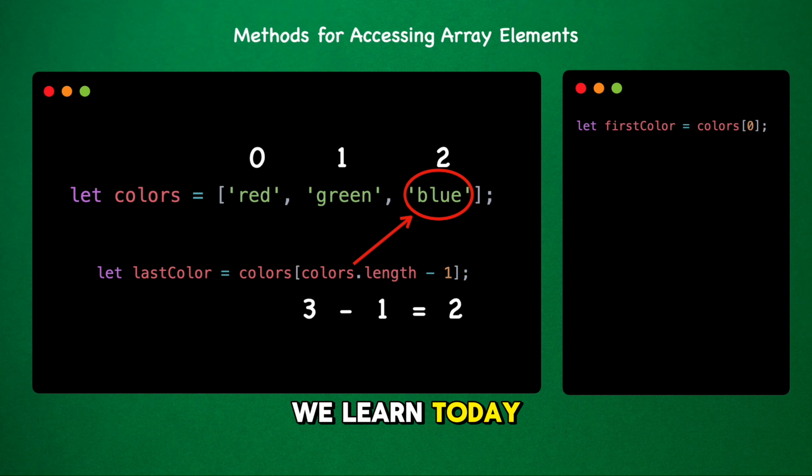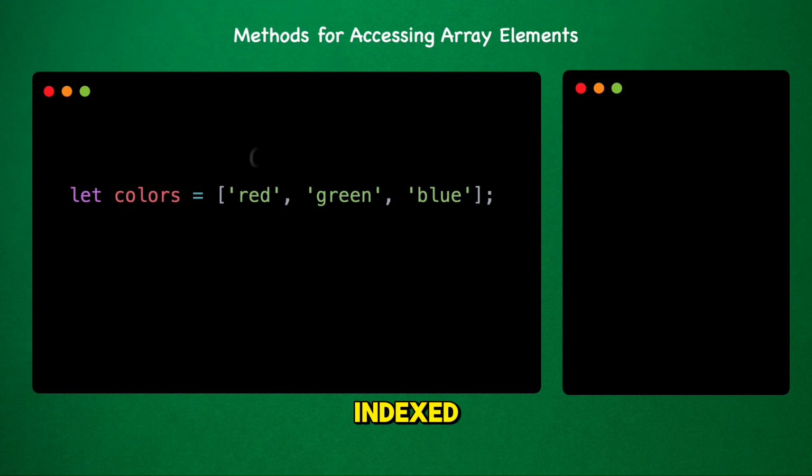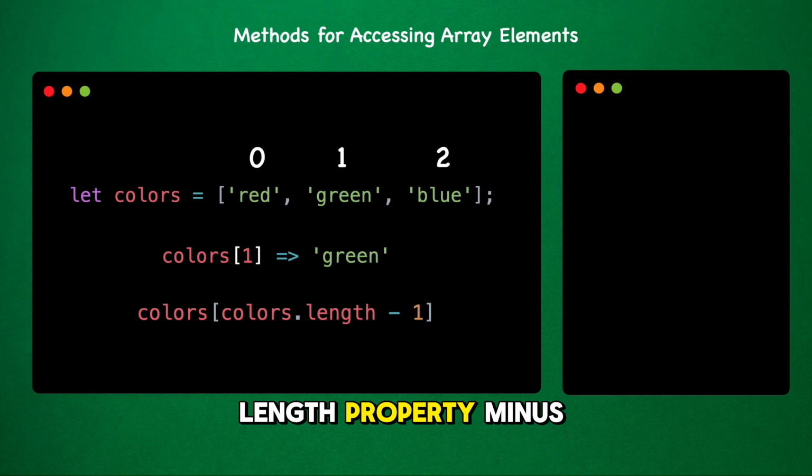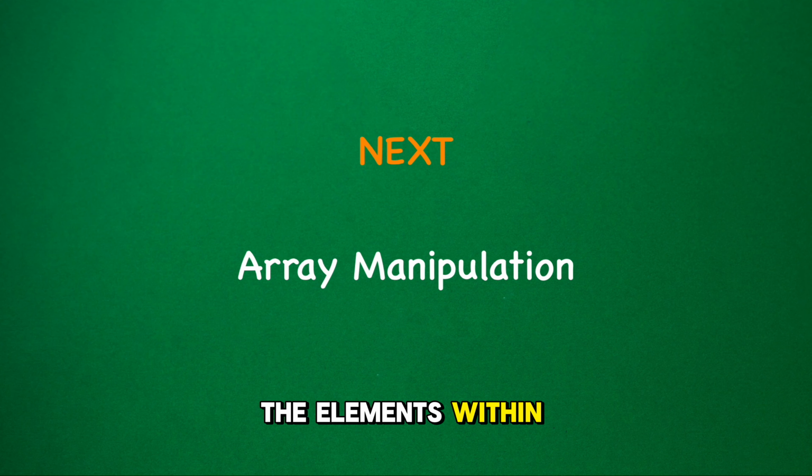So what did we learn today? Arrays are 0 indexed, so counting starts from 0. Use square brackets to access array elements. And remember, you can find the last element with the array's length property - 1. In the next section, we'll explore how to manipulate the elements within our arrays.